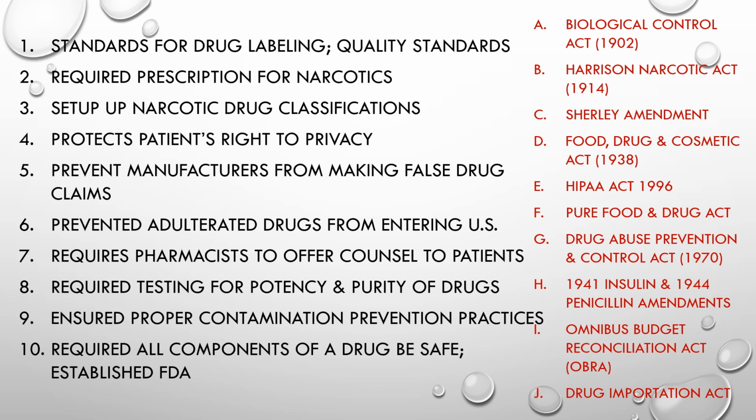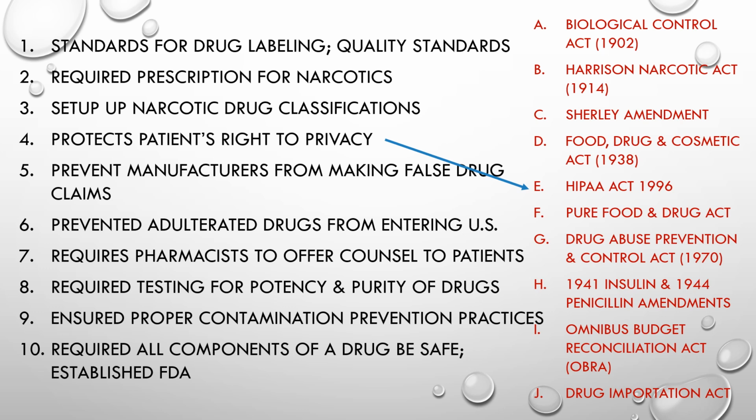All right, so our first one, the standards of drug labeling and quality standards, that was the Pure Food and Drug Act. The required prescriptions for narcotics, that was the Harrison Narcotics Act in 1914. Set up the narcotic drug classifications. This was the Drug Abuse Prevention and Control Act in 1970. So again, narcotics were required to be prescribed early in the 1900s, but that classification of Schedule 1 type of drugs, not till the 70s.